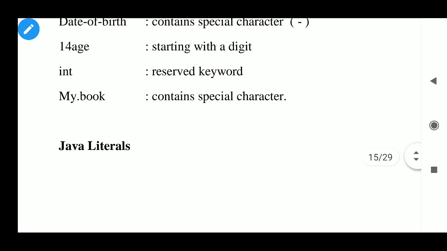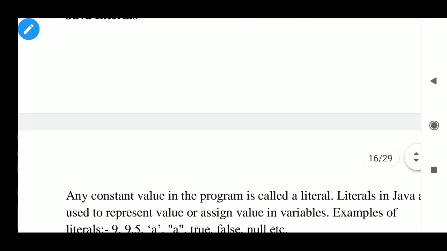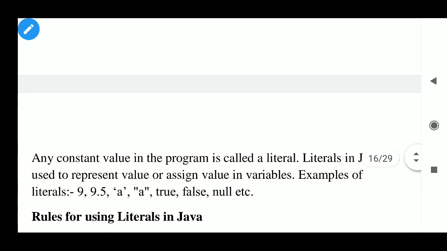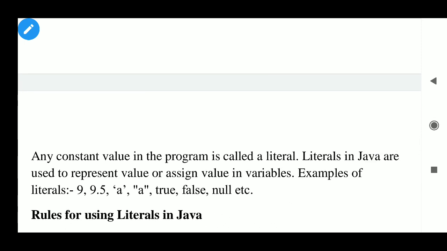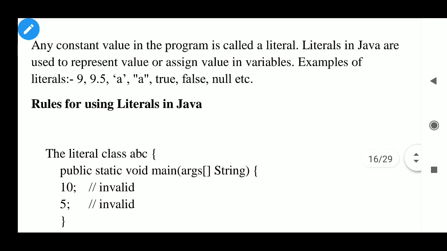So, Java literals. Any constant value in the program is called a literal. Literals in Java are used to represent values or assign values to variables. Examples of literals: 9, 9.5, 'a' in single quotes, "a" in double quotes, which is a string, true and false which are Boolean type, and null. Understood? There are some rules for using literals in Java.